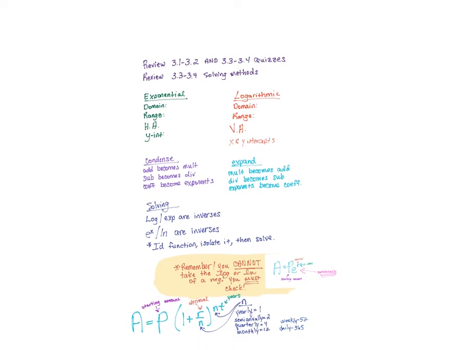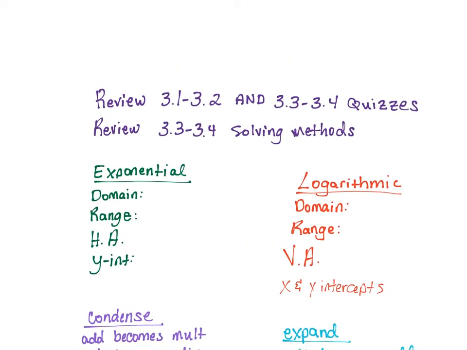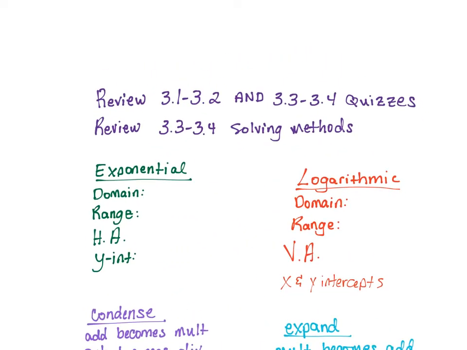All right, guys, look. The first thing I want to bring to your attention, girls, listen. Everything, I'm going to say this 100 times during this video, everything from 3-1, 3-2 and 3-3, 3-4 quizzes is fair game. The solving, the factoring, the crossing out logs on either side, the condensing, the expanding, horizontal and vertical asymptotes, all that sort of thing is going to be on your test tomorrow.